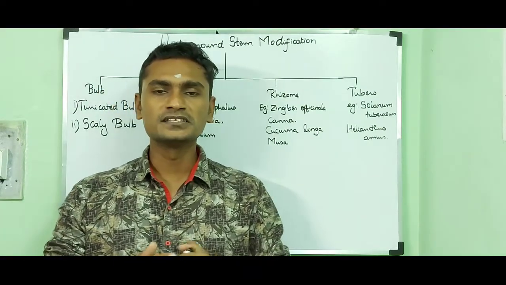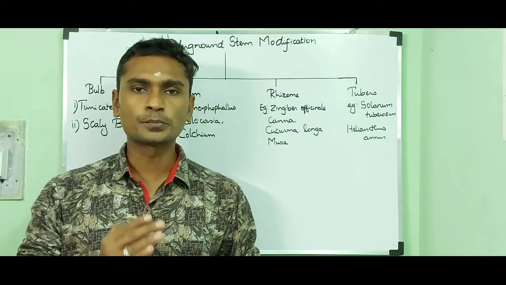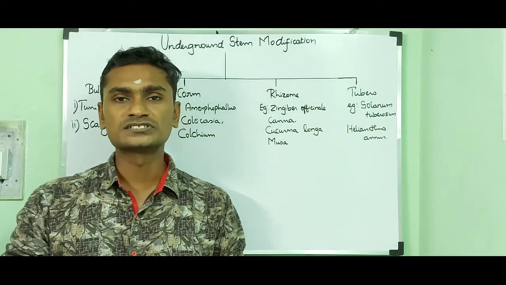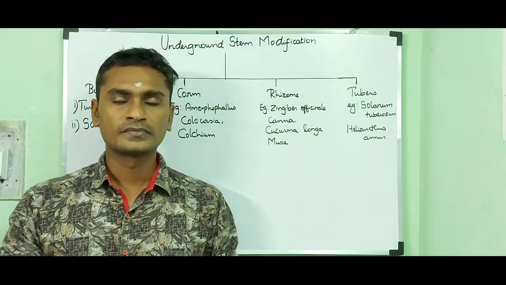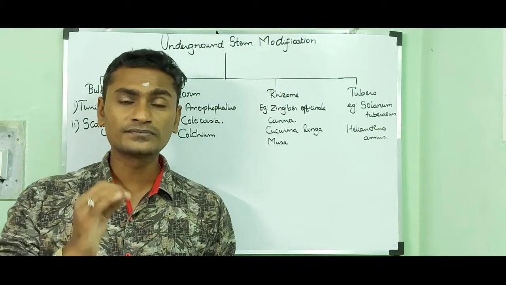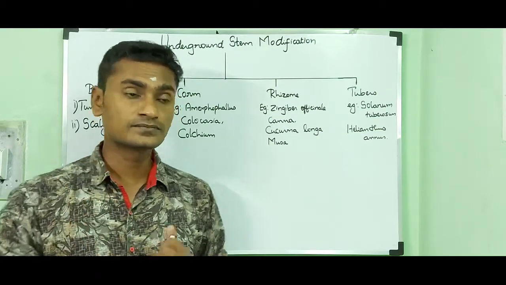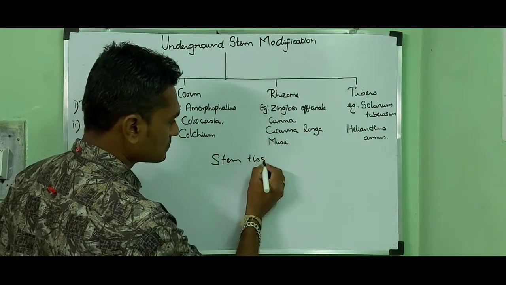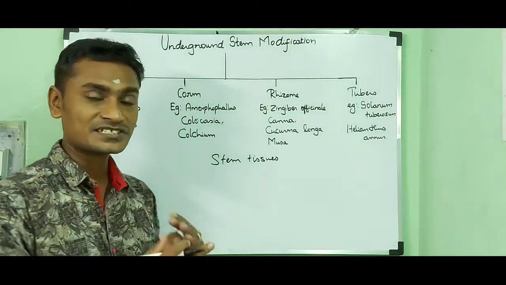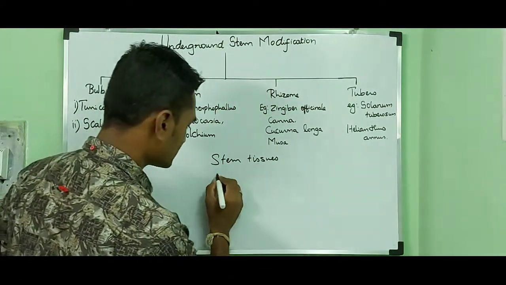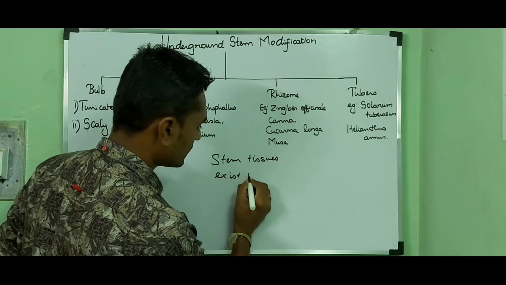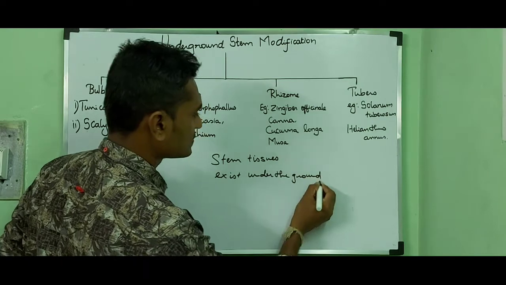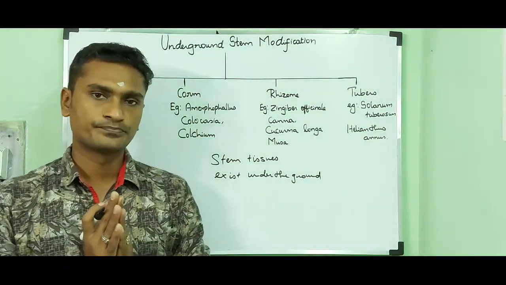Mandri Kumar Rajesh. In this video, we are going to discuss the topic called underground stem modification. First, you have to understand what is called underground stem. Actually, underground stem is a modified plant part which is derived from stem tissues which exist under the ground, and that structure is called as underground stem.